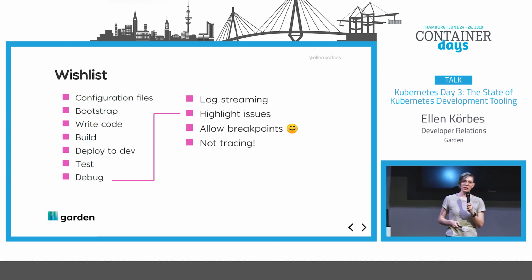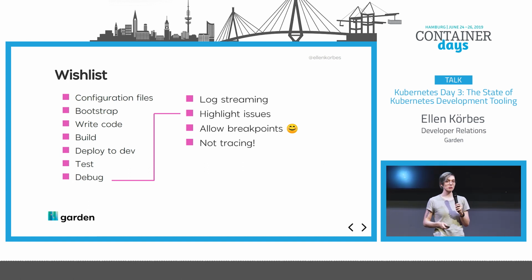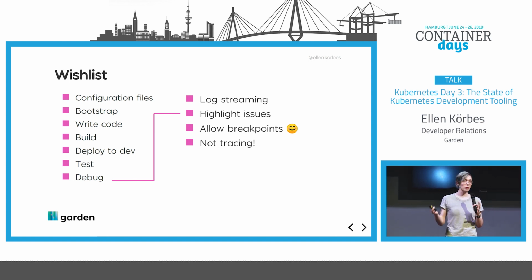And when it comes to debugging, it's important to be able to stream logs from many different pods, many different places in my cluster. It helps if whatever is wrong with those logs is highlighted. And something that I missed for a long time was being able to use an actual debugger like GDB on applications running in containers. So we're going to look at that too, and we're going to look at distributed debugging, which is super cool.